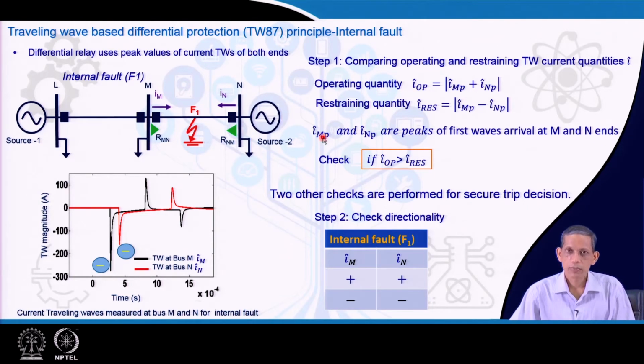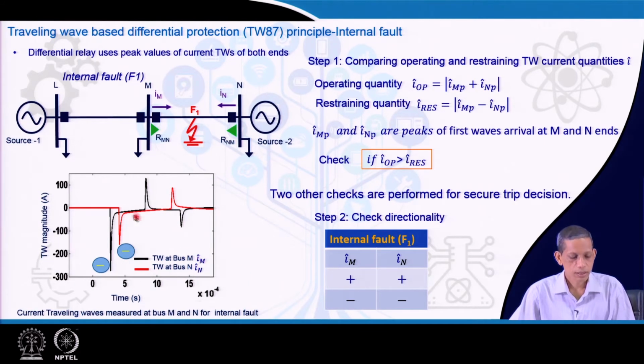So, what do MP and NP correspond to? They are the peaks of the fast wave. So, when the fault is incepted, the wave travels to this side and this side, and the current wave is captured by the relays at M N and N M. So, we plot these two on the same time axis. Then the first wave is the black one, this one at the M end, and the red one is the first wave captured at the N end. So, this is the travelling wave at bus M and the travelling wave at bus N, the red one.